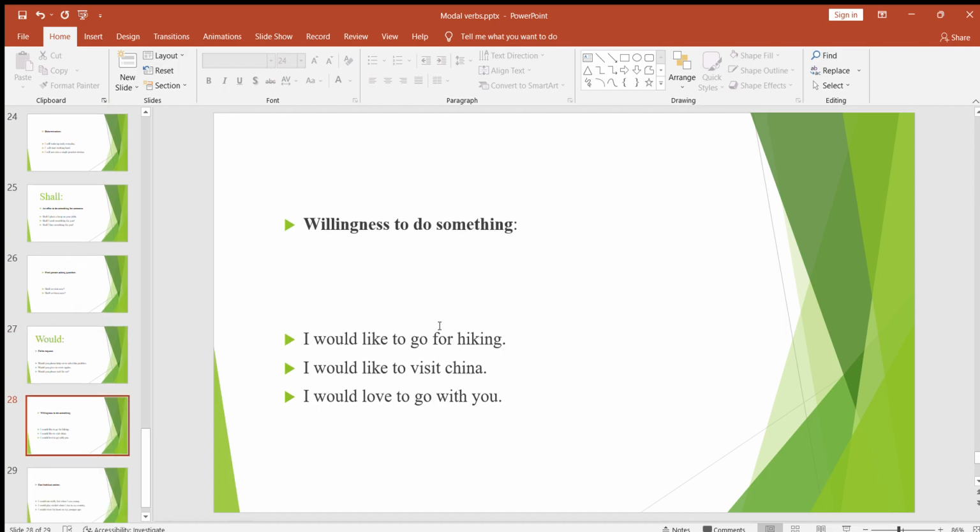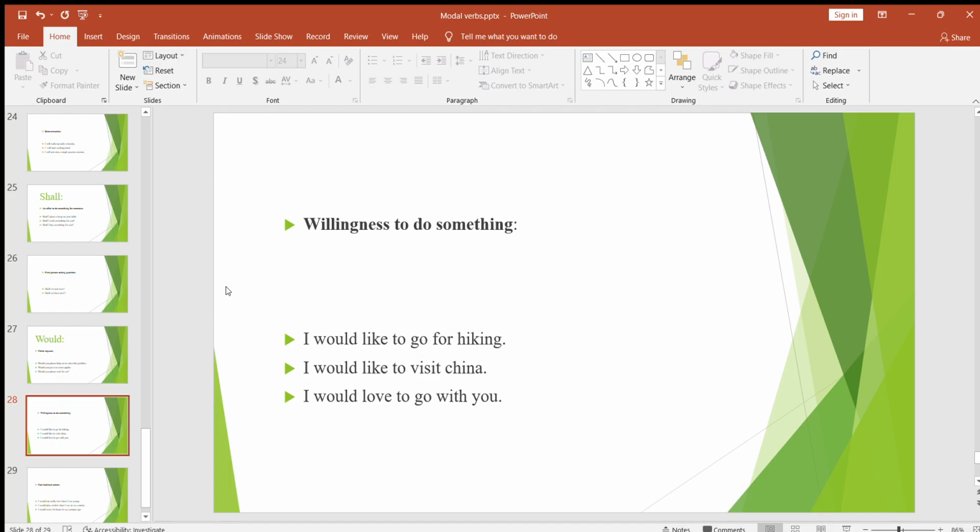Next one, willingness to do something. Simply you're telling someone that you're willing to do this thing. For example, I would like to go for hiking. I would like to visit China. I would love to go with you. Here, not only willingness, you're also showing your interest in something. If you use would, it means that you would enjoy doing this, or you're willing to do this thing.